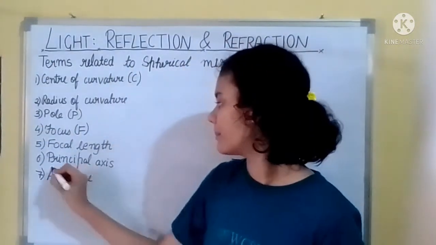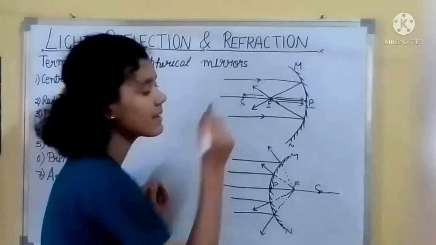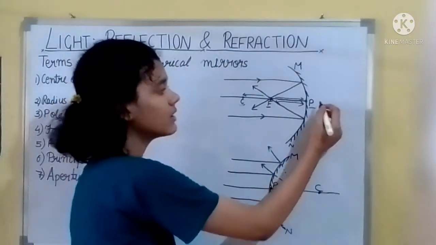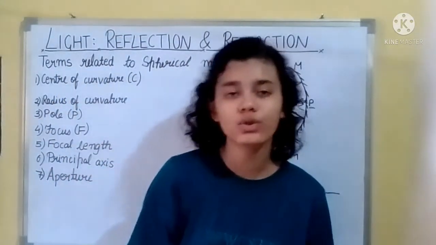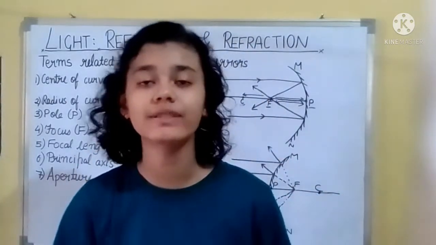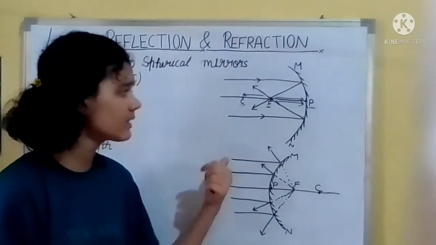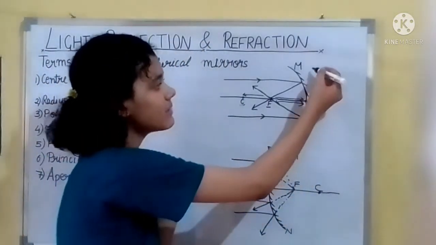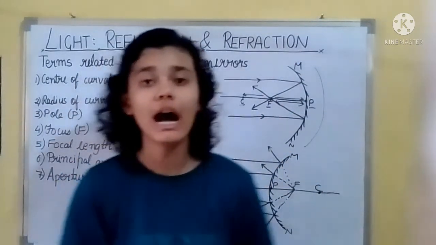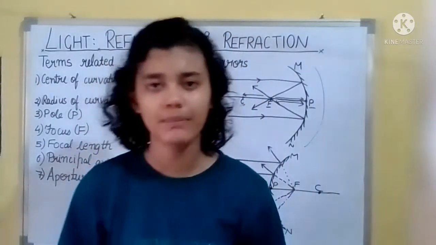Now next one is principal axis. So principal axis is an imaginary line that is passing straight through the pole. जो प्रिंसिपल एक्सिस है वो एक इमेजिनरी लाइन है जो सीधा पोल से स्फेरिकल मिरर के पास होती है. Then aperture. Aperture means, see, this is the reflecting surface. So how much is that reflecting surface of the mirror? That is known as the aperture.